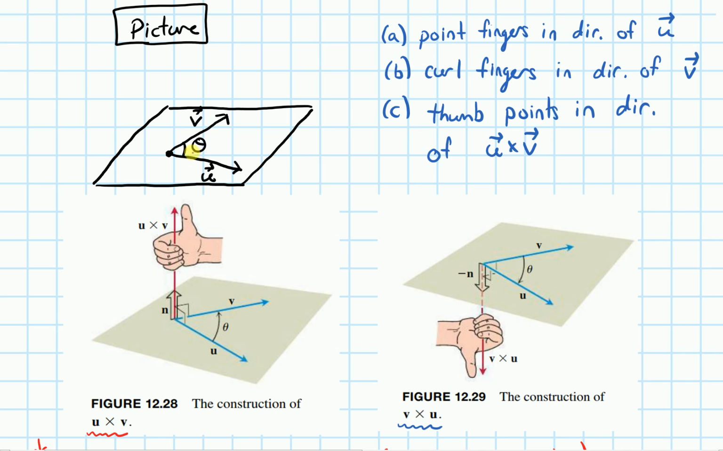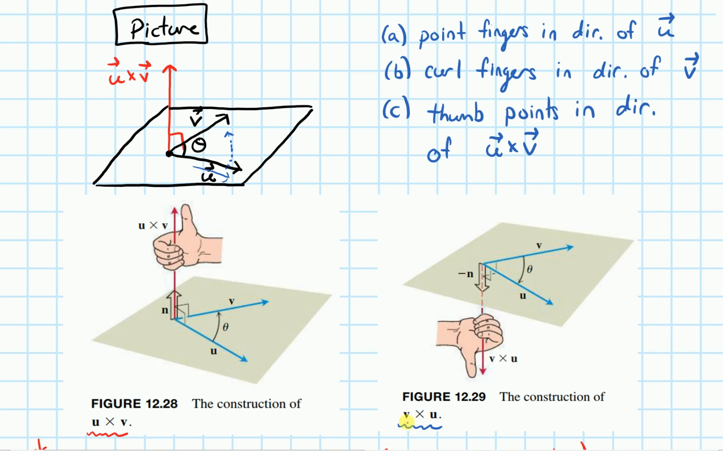Okay, so when I point my fingers in the direction of the vector u, when I point them this way, and then when I curl my fingers in the direction of v, my thumb will end up sticking straight vertically up. So that'll look something like this. So that's the cross product vector. It's going to stick up straight perpendicularly.